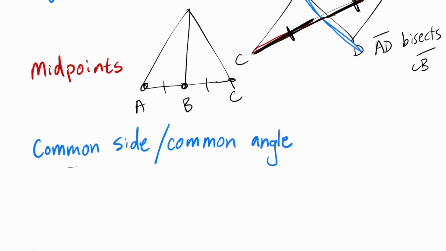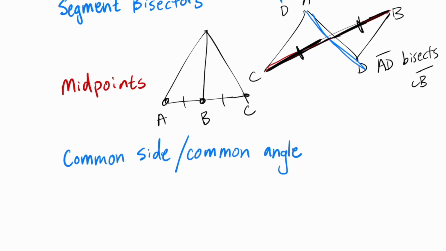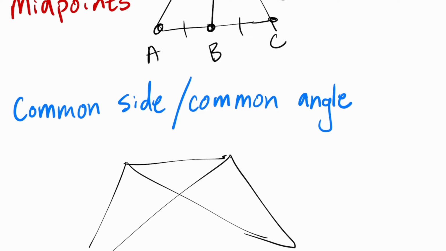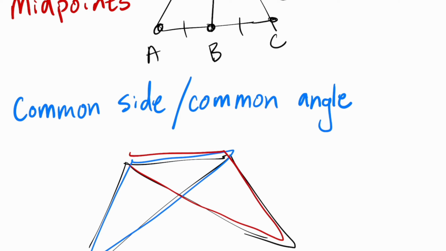Common sides we've already talked about, although sometimes they're not as obvious, where you may have two triangles that overlap with a common side like this, where you're trying to show that this blue triangle is congruent to this red triangle, and the common side they share is this one here, where those two colors overlap.